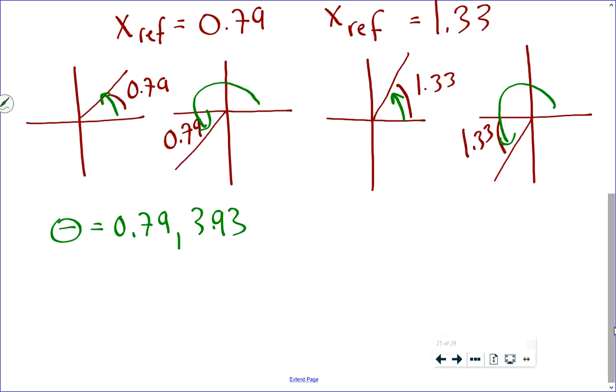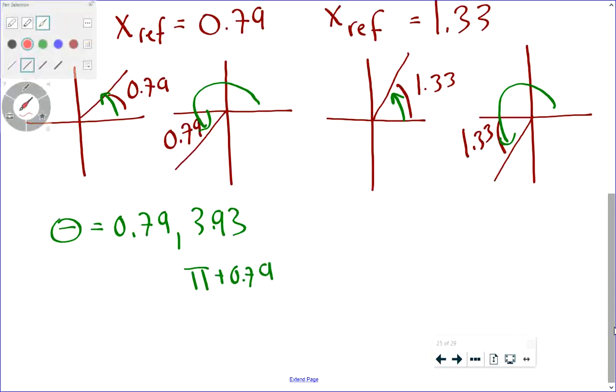You get that? Oh, sorry. Pi plus 0.79. And the reason for that, Jason, is that from here to here is pi. So then we have to add that extra 0.79. Does that make sense?